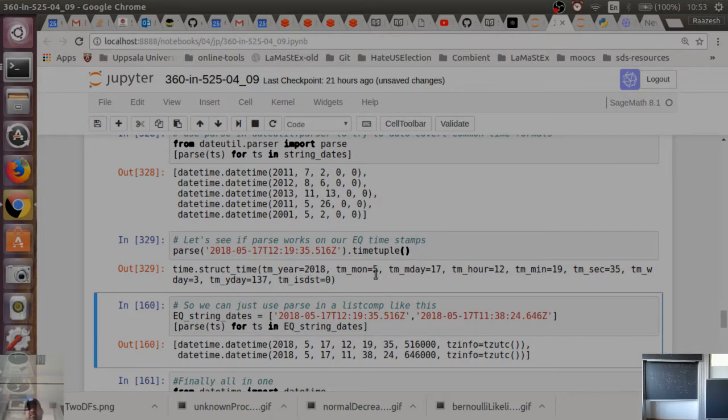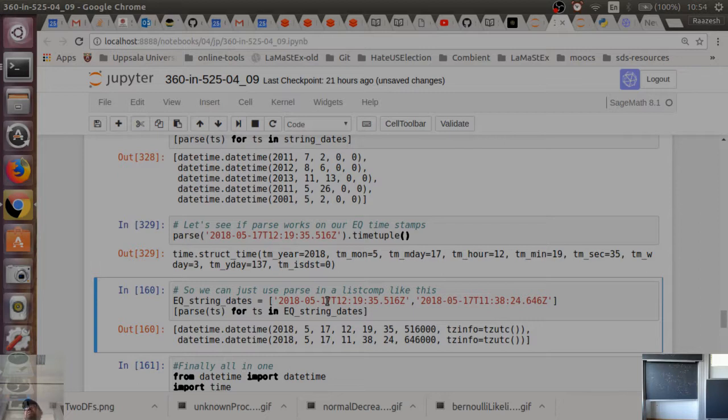2018, month is 5, the month day is 17, right? Time in hours is 12. So this capital T is giving you the time, minutes. Everything seems to be coming out nicely. And then there's some information about the ISD. It's a time zone thing. Okay, good, so that's what that is.